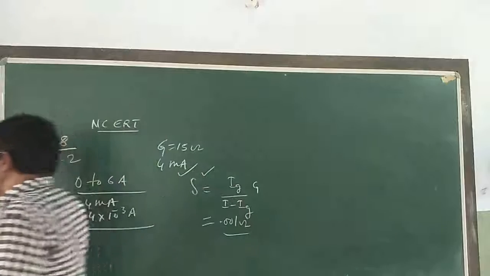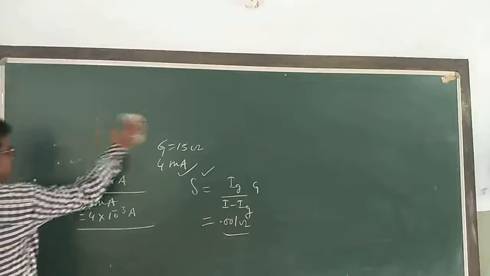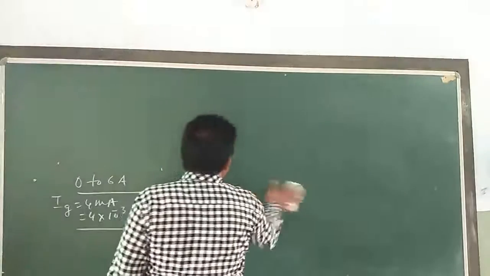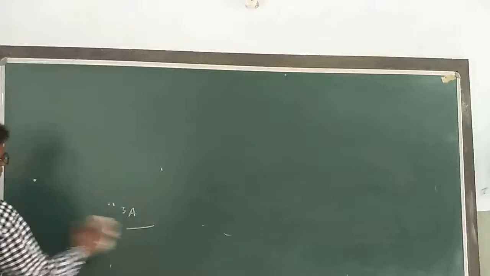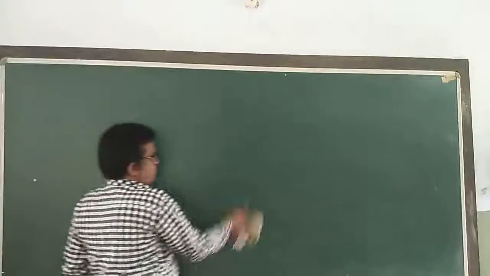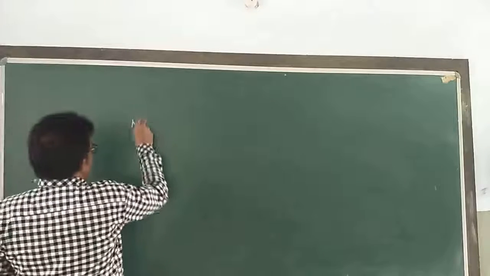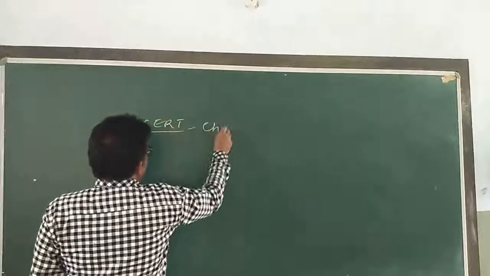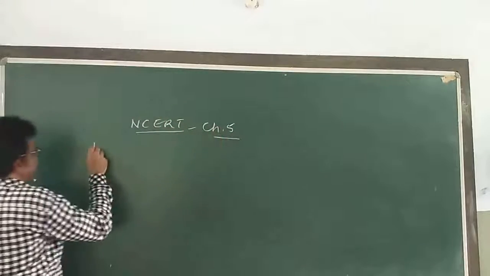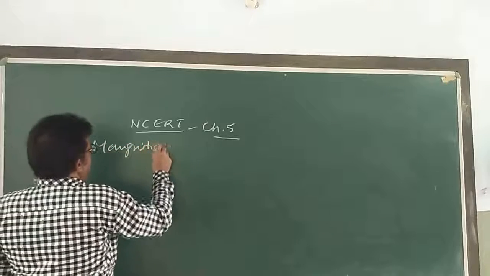Now, these are the questions you have to perform from this chapter. Then see the NCERT textbook, Chapter number 5, Magnetism and Matter. So numericals based on NCERT Chapter 5, that is magnetism and matter.